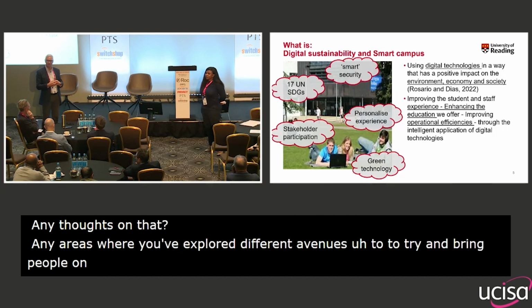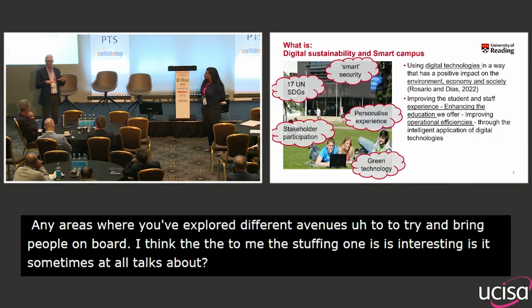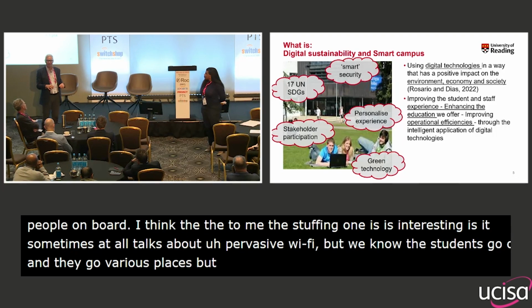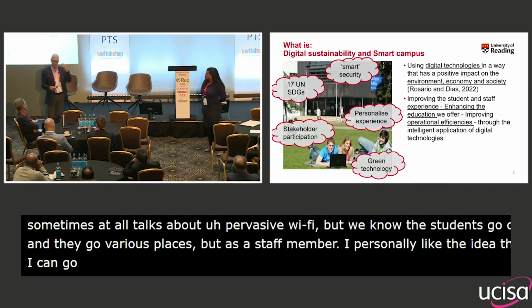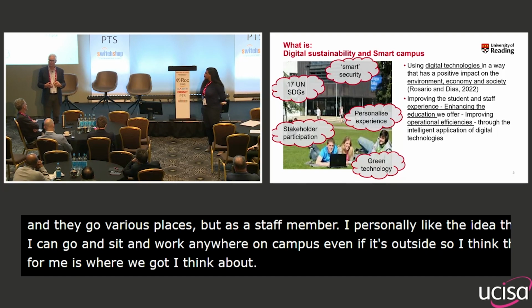I think to me, the staffing one is interesting because it sometimes talks about pervasive Wi-Fi. Well, we know the students go out and they go various places, but as a staff member, I personally like the idea that I can go and sit and work anywhere on campus, even if it's outside. So I think that, to me, is where we've got to think about our colleagues.